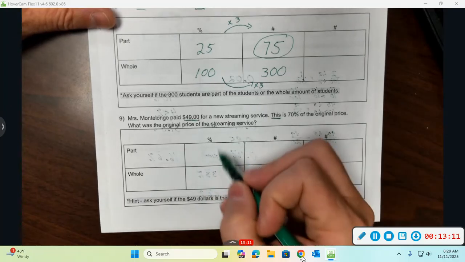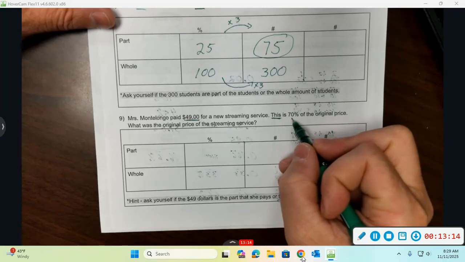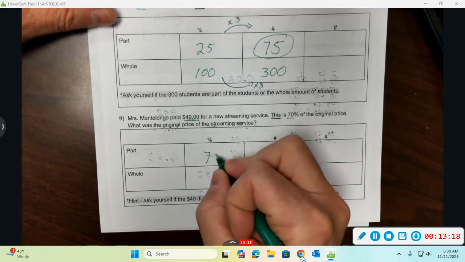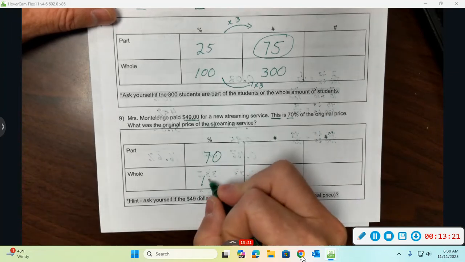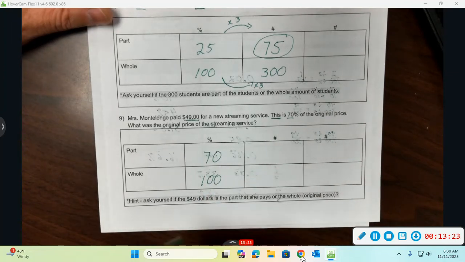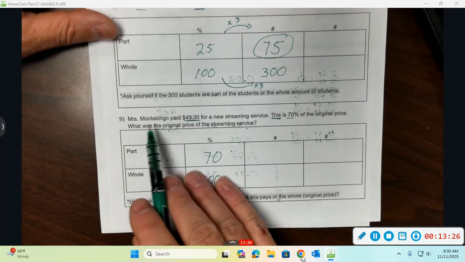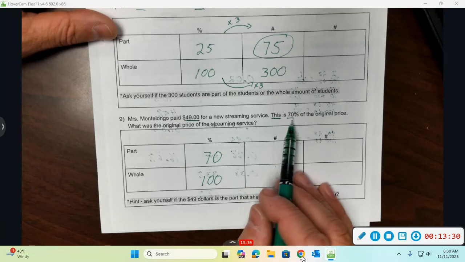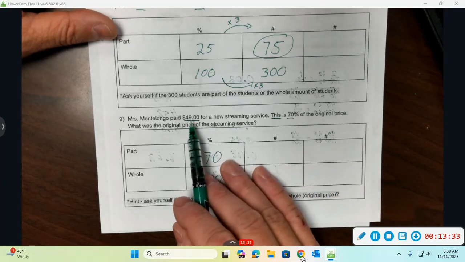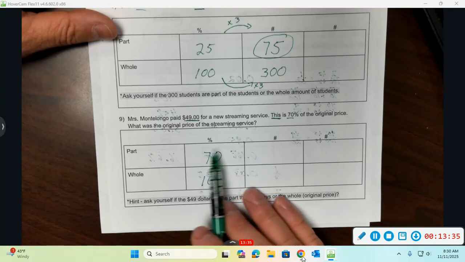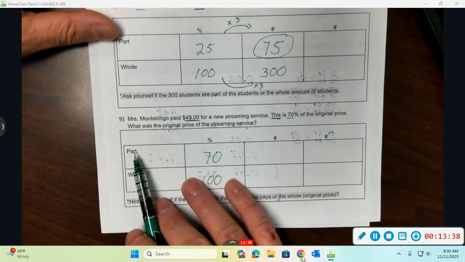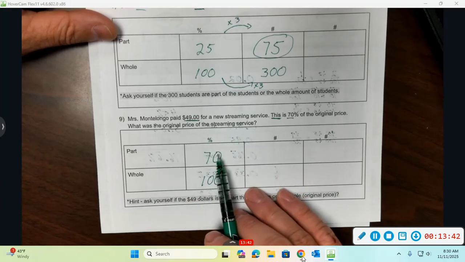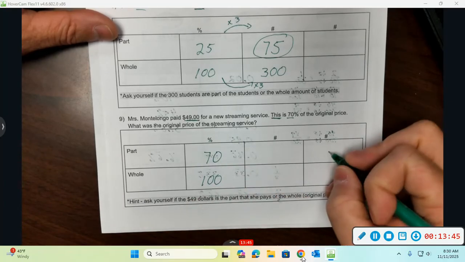All right, so starting in our percent column, what is the percent that we're given here? 70%. So we write 70 over 100. And then it says, Miss Montalongo paid $49 for the new service, and this is 70%. So the 49 is equal to what? 70, so that is a part. Now, you can clearly see that 49 and 70 aren't going to go to each other, are they? So I'm going to put 49 over here.